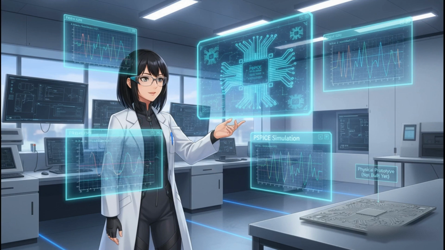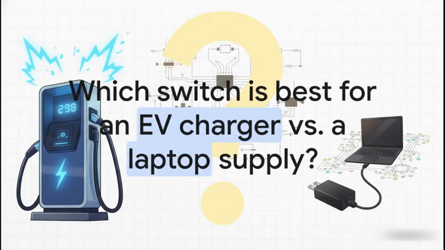So step one is always simulation. Engineers use powerful software like PSpice to build a virtual version of the circuit right on a computer. They can test everything, look at every single voltage and current, and iron out all the kinks long before a single physical part is ever ordered. It's absolutely essential.